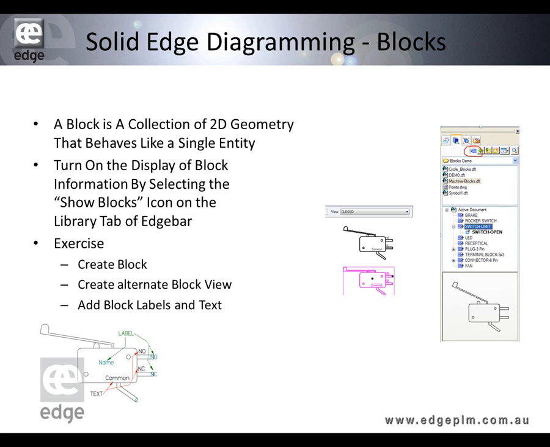The block contains not only the graphics, but it contains information as well. And that information can be quite useful in downstream processing, and that's where the Solid Edge, the Edge PLM software add-on packages come in. We'll be looking at that as we go on. We can turn on the display of this information by selecting the Show Blocks icon on the Edge bar. So you'll notice there's an icon under the Parts Library area, which is called Show Blocks. That's in this illustration over on the right here.